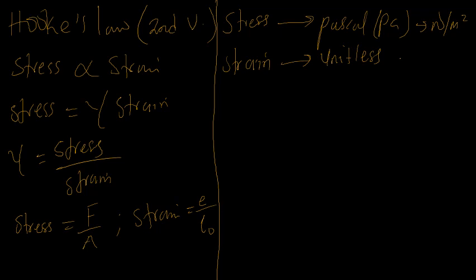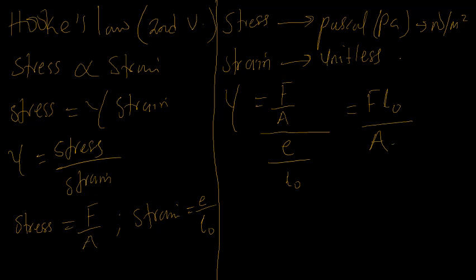Now, the Young modulus will be stress over strain. So F over A divided by e over L naught. If you tidy this up, you will get that Young modulus is equal to F L naught all over A e. I trust that you should be able to tidy this up so that we don't waste time.